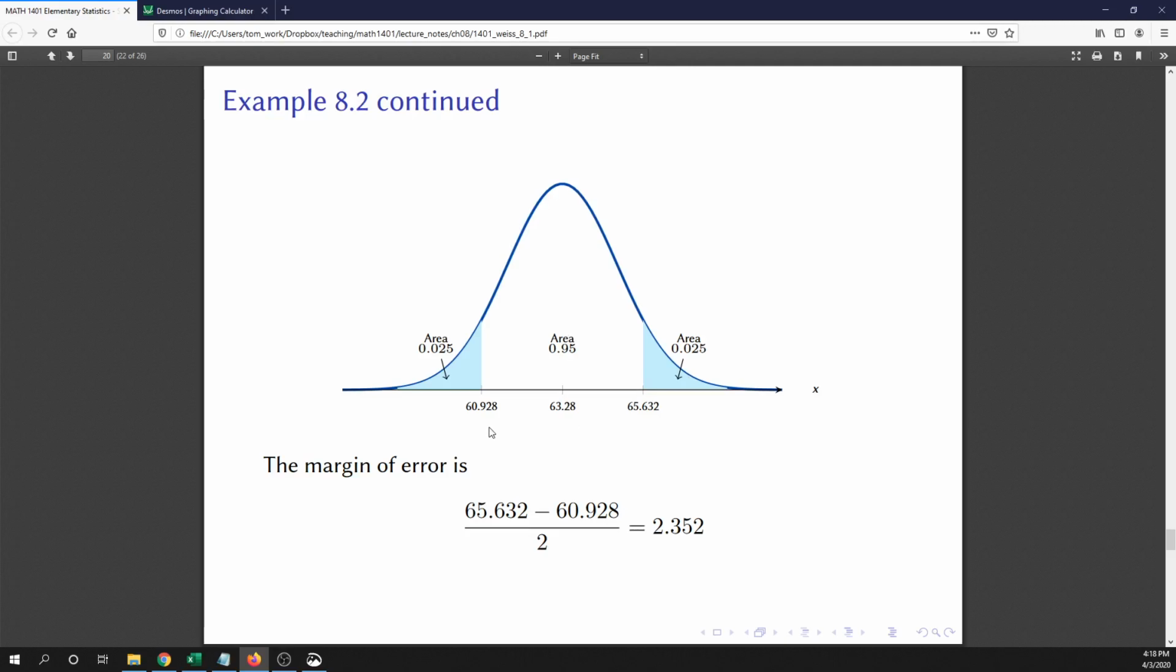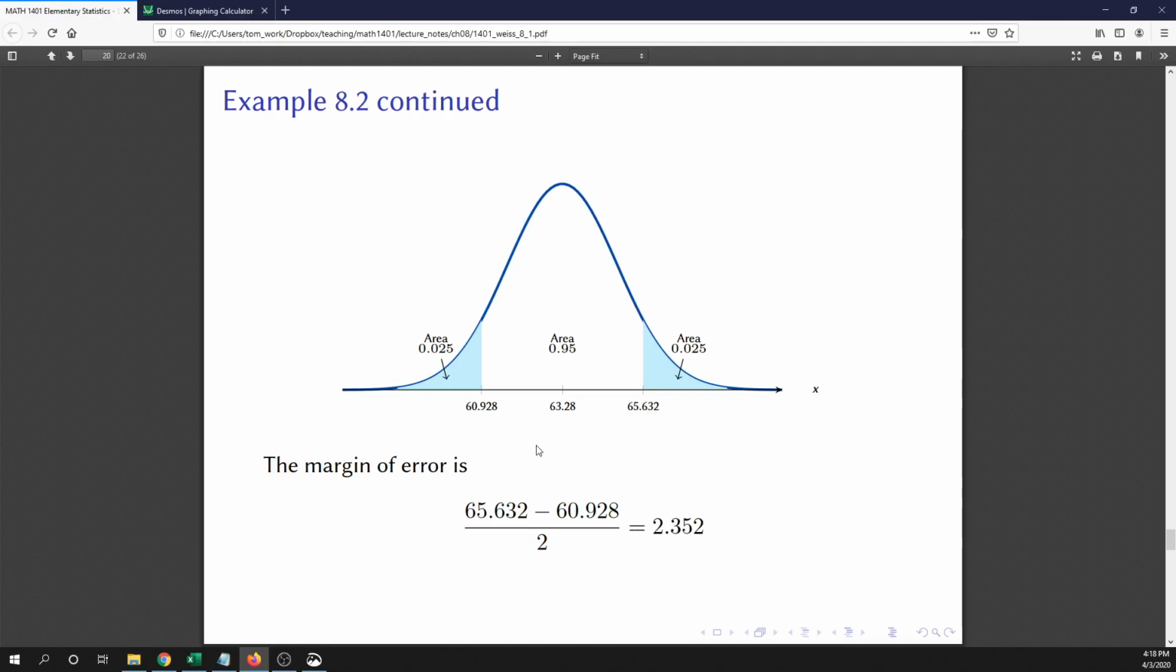Remember, we had minus 1.96 and 1.96 here. And we know that the mean is right here at the middle where the hump is. And here's our upper limit and here's our lower limit, okay? So the margin of error, I already told you the formula for it. It was that 1.96 times 7.2 divided by square root 36. That's the formula that I'm about to show you.